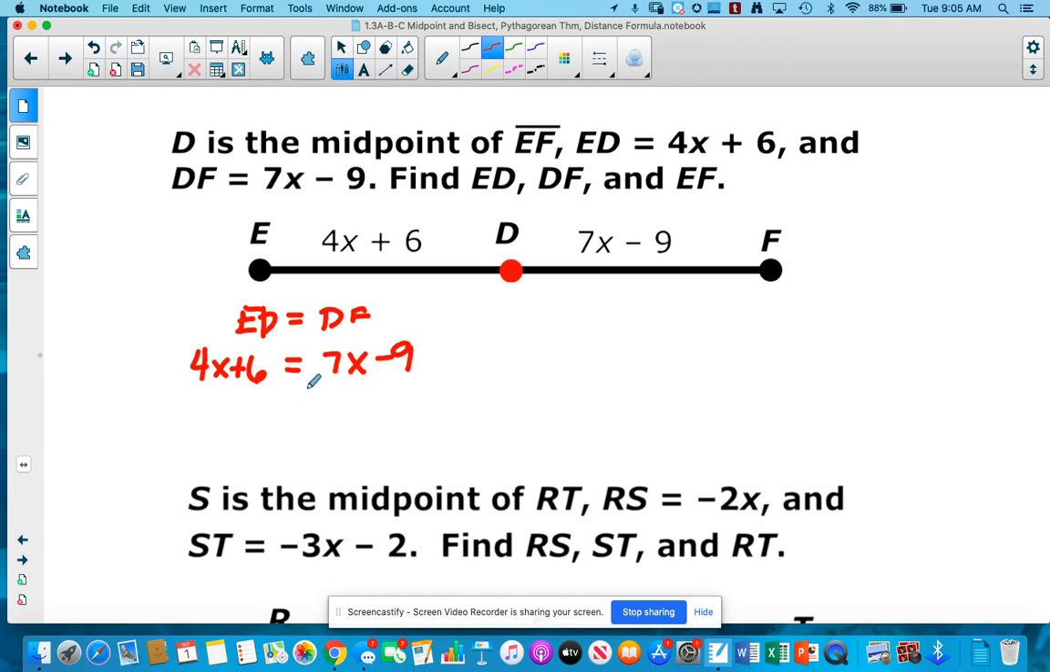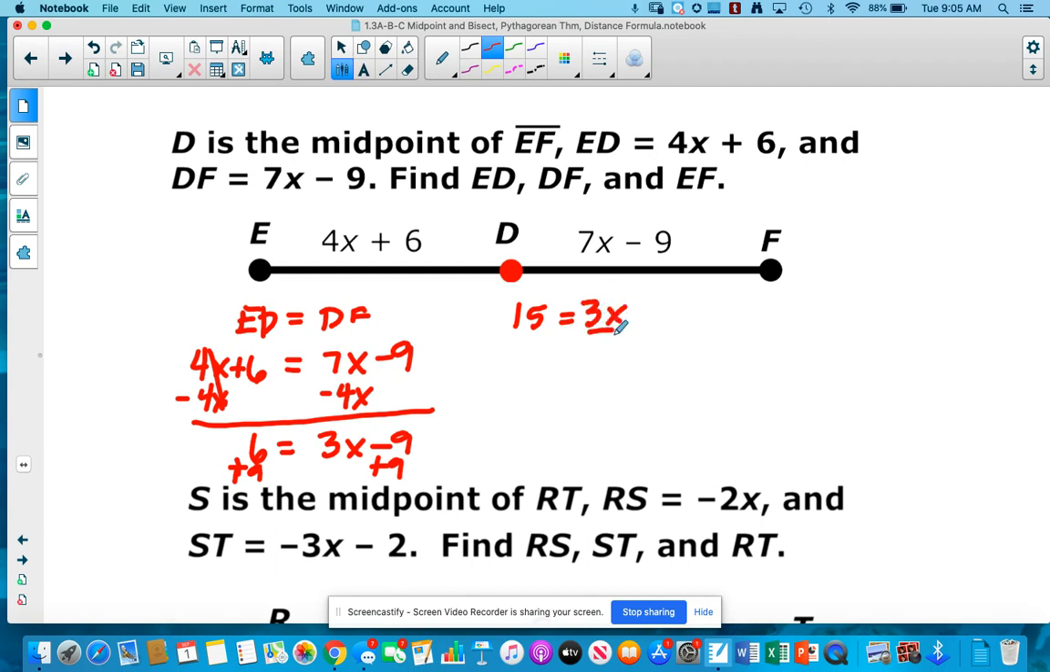Now we're back to solving multi-step equations. I would subtract 4x on both sides, and I end up with 6 equaling 3x minus 9. My next step would be to add 9 on both sides. 6 plus 9 is 15. It is equal to 3x. Next step, divide by 3, and I have x equals 5.